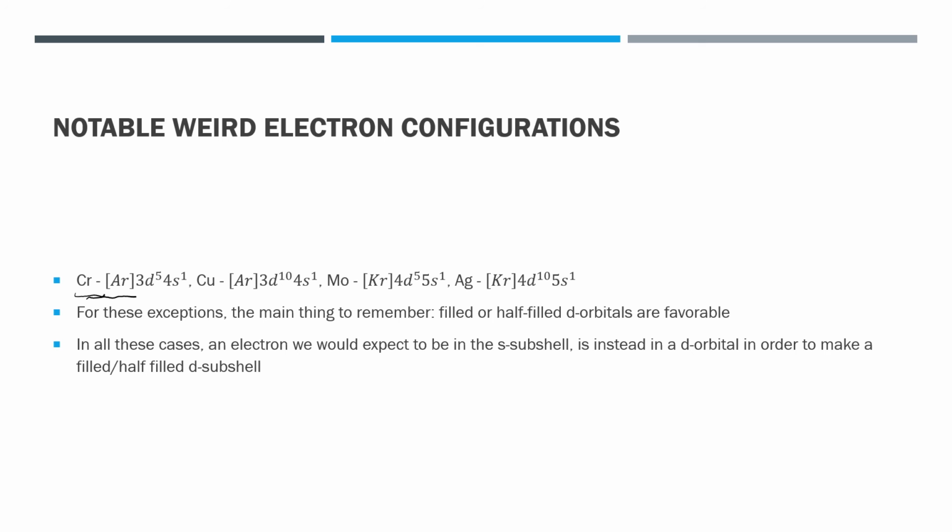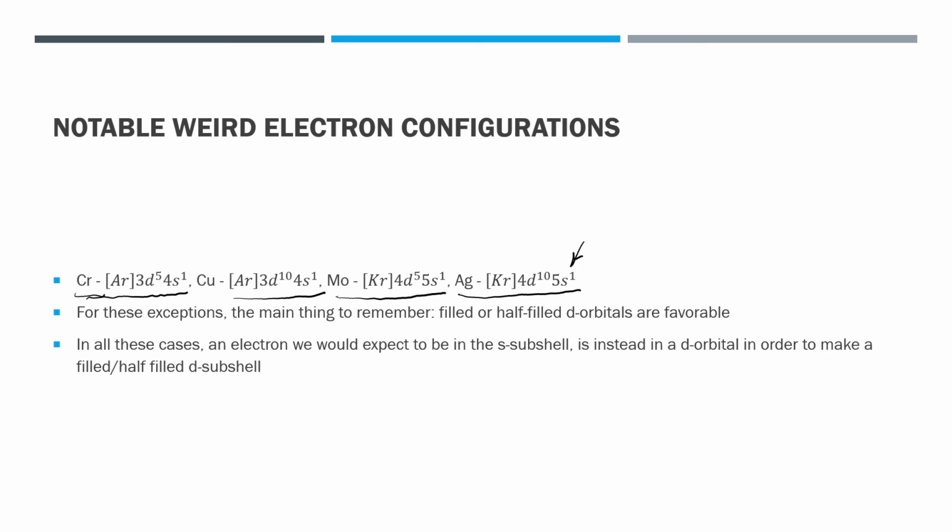Chromium, we have argon 3d5 4s1. Copper, we have argon 3d10 4s1. Molybdenum, we have krypton 4d5 5s1. Silver, we have krypton 4d10 5s1. So you should see a little bit of a pattern where the one electron that's supposed to be in our s orbital is sort of being promoted to a d orbital.